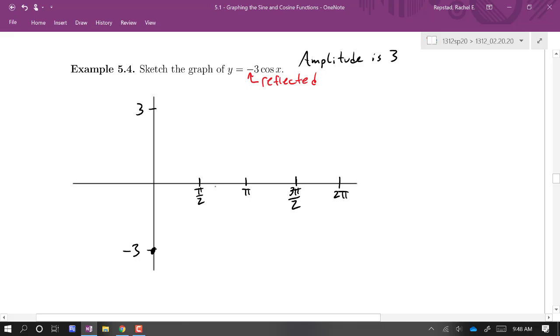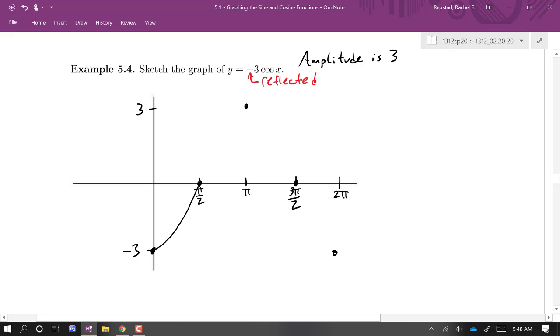Oh, at pi over 2? Oh, yeah, 2 pi. So at 2 pi, I agree, it'll be back at the lower extreme. At pi over 2, it'll be at 0. Then at pi, it's going to be up at the upper extreme. Then back at 0. Then back at the lower extreme.